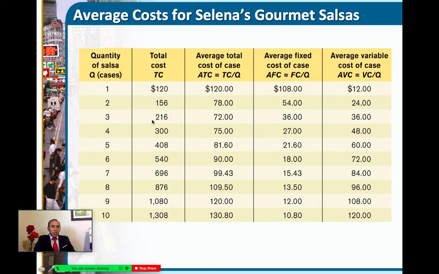Our total cost, notice how our total cost is here by itself. The total cost of one case of salsa is 120. Total cost of 2 cases, 156. Total cost of 3 cases, 216. Of 4 cases, 300. So our total cost is rising.